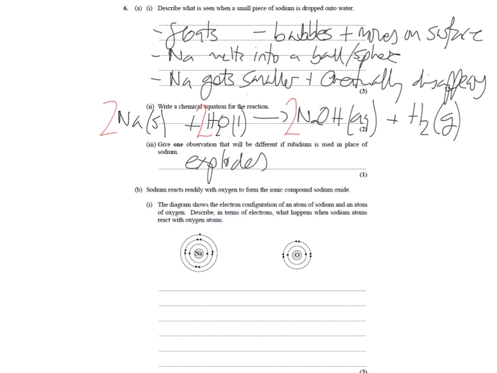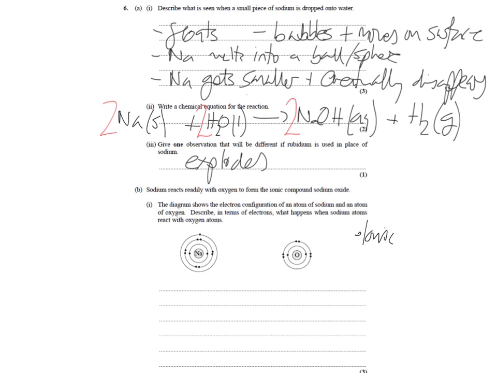So it talks about the reaction of sodium with oxygen, and it forms a compound, sodium oxide. And first of all, before talking about the bonding, you need to think of what type of bonding occurs. Well, we've got a metal and a non-metal. So as we've got a metal and a non-metal, the bonding is ionic.